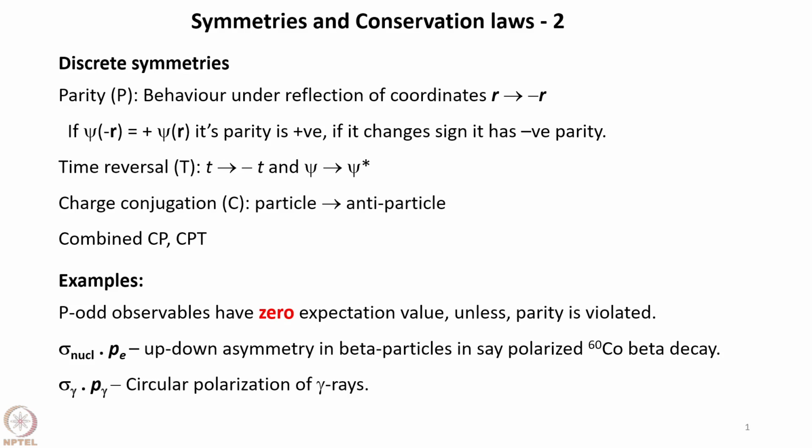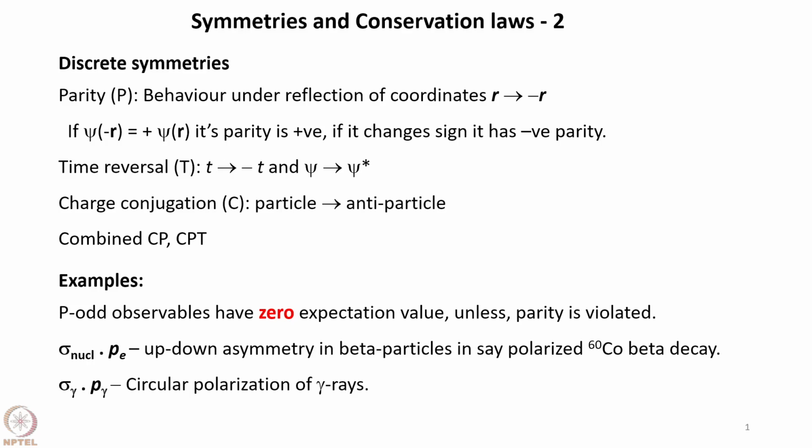So, for instance, this will show up as an up-down asymmetry in the angular distribution of beta particles from, say, a polarized cobalt-60 nucleus in beta decay. And this experiment actually we will discuss. This is the famous experiment of Wu.